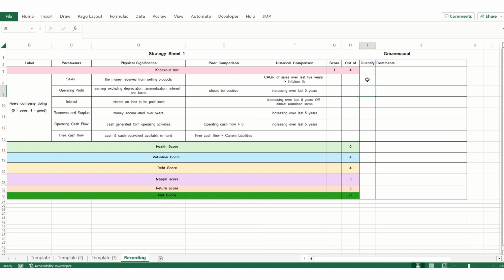This will give you 6%, and inflation is also almost 6%. So we will say it's just beating it, or we can say the sales has hardly increased. So we will rate this as 0.